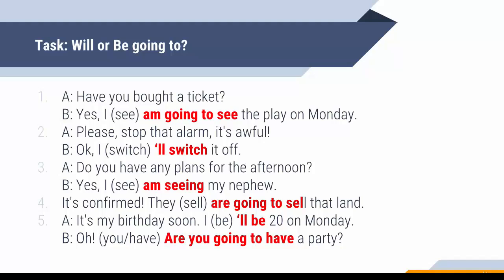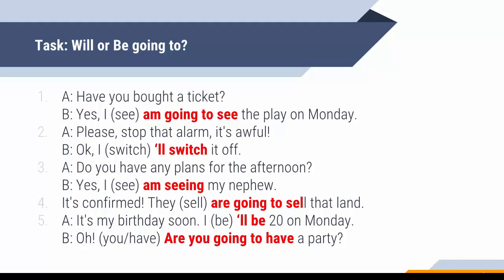Here you can say also, I'm going to see my nephew. But it's used more officially, in more official situations, in official meetings. Then it's preferable to use be going to. It's confirmed. They are selling the house. No, why not? Because it's a plan. And when it's a plan, you're using be going to. They are going to sell that land.